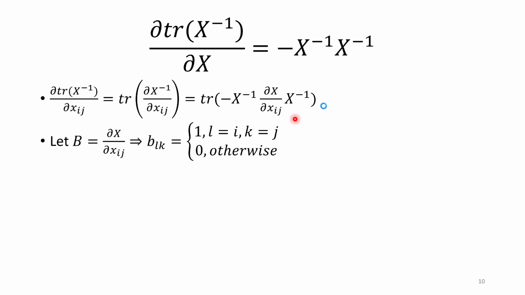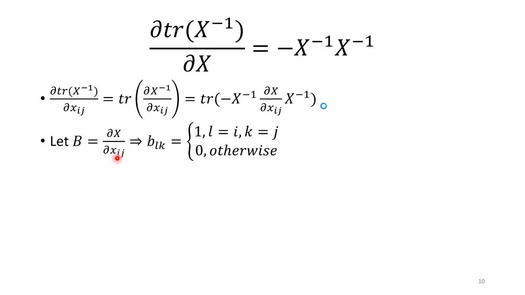Now we let the matrix B be equal to the middle part. Because x is an n by n matrix and x inverse is also an n by n matrix, the n by n matrix x inverse times another n by n matrix, which is B, times x inverse is also an n by n matrix, with B equal to the middle part. So B is actually partial x with respect to partial xij.